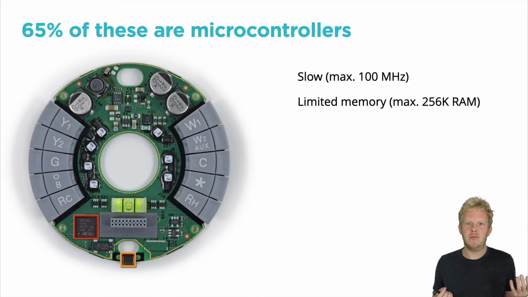Microcontrollers are slow. Okay, fine. They're maybe 100 megahertz max, which is actually pretty fast already. They come with limited memory; 256K of RAM is actually a lot, and a lot of these come with a lot less. You might think, okay, well, yeah, sure, these are ubiquitous.